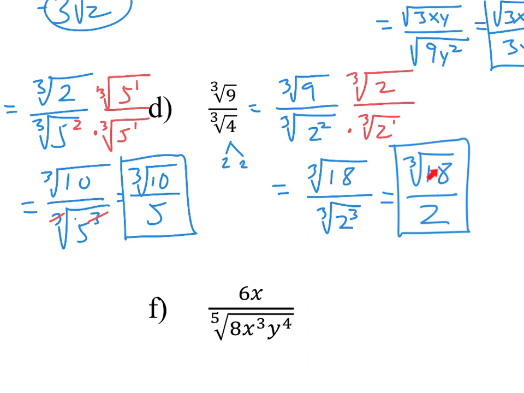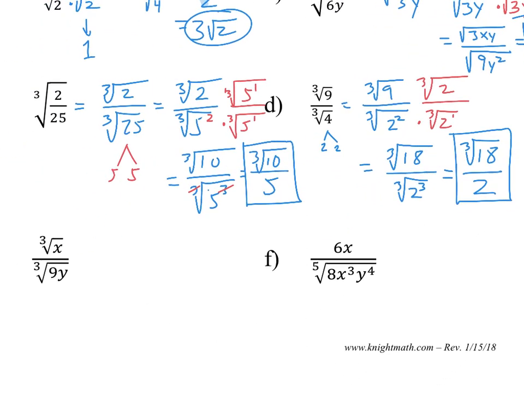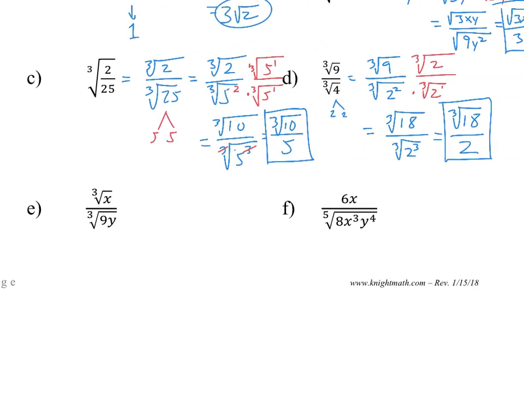We can't simplify this because there's no perfect cube. Perfect cubes are 1, 8, 27, so on and so forth. They do not go into 18. Okay? All right.